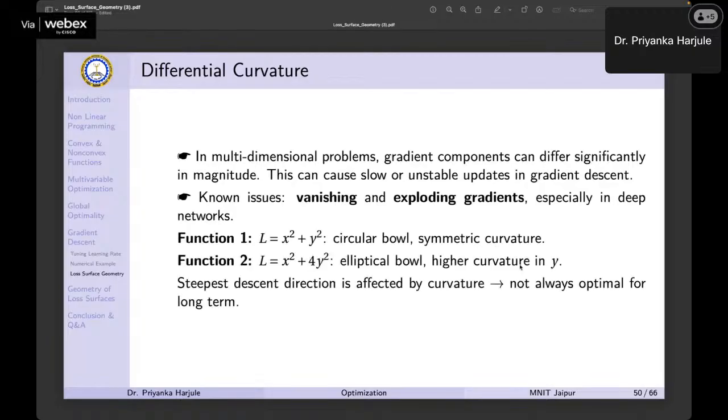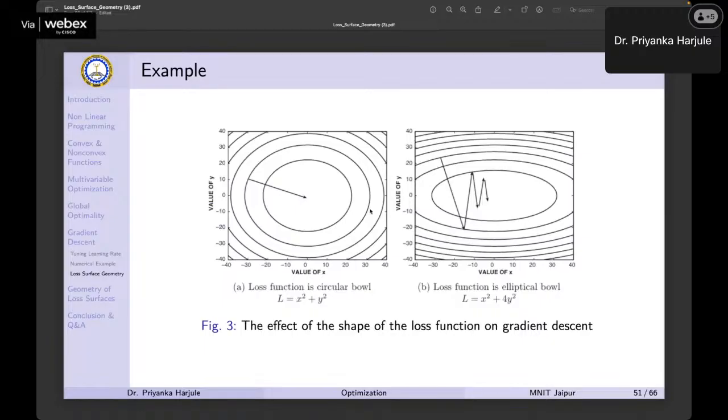So we have these two objective functions here: x square plus y square, which is a nice symmetric curvature circular ball, and the other function is x square plus 4y square, which is an elliptical ball with higher curvature in the y direction. Okay, so if you look at its graph, it is like this.